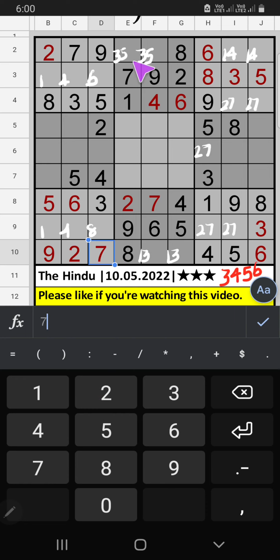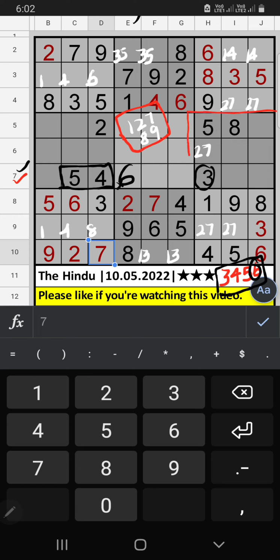Column E, 4 numbers are remaining: 3, 4, 5, 6. 7th row, we have 3, 4, 5. The 3 number can't come in these cells. It will come in one of the 3 cells. Then only one number is remaining: 6. 6 is confirmed here. Remaining numbers we will confirm later. 7th row, 5 numbers are remaining: 1, 2, 7, 8 and 9.